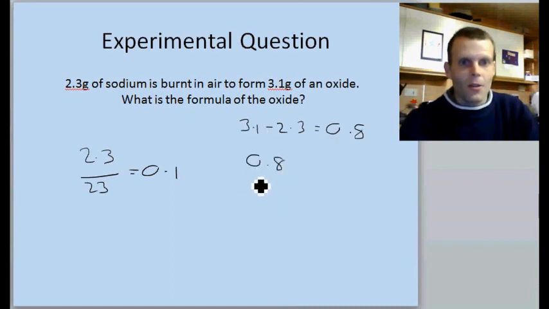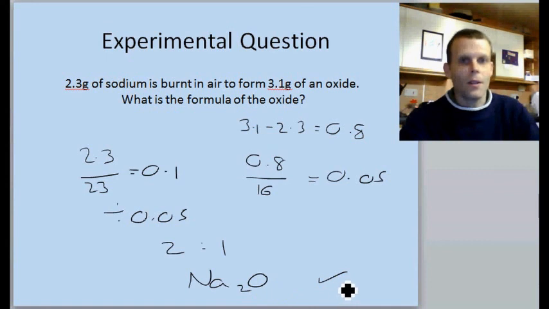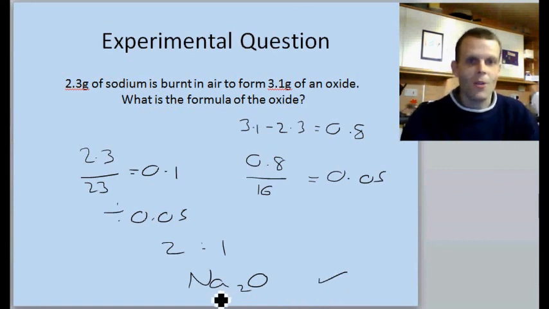So how much oxygen is combined? Well, it's 0.8 divided by 16, which is going to be 0.05. What's my ratio? Divide by the lowest, so divide by 0.05. That means I've got 2 to 1. The formula is Na2O. And knowing my combining powers as well as I do, that's going to be correct.